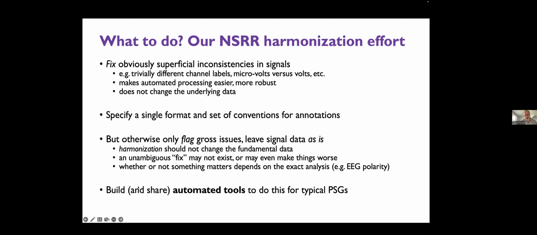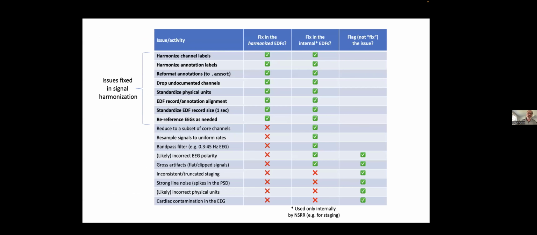But what we want to do is to build and then also share automated tools to do this so that we can apply it to our own NSRR data, to new studies coming into the NSRR moving forwards in at least a semi-automated manner, and also make these available to others so that different data sets can be harmonized to these standards. I won't go through these in detail, but this is just to illustrate some of the things that we've considered doing in an automated manner.